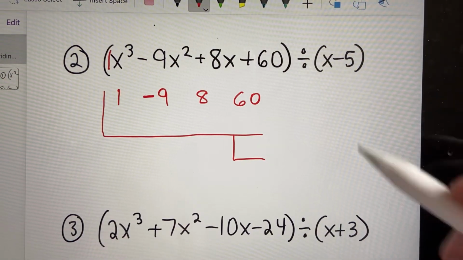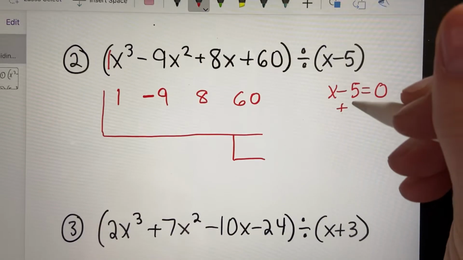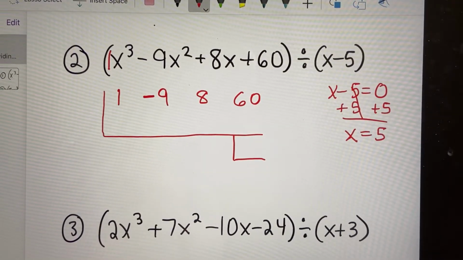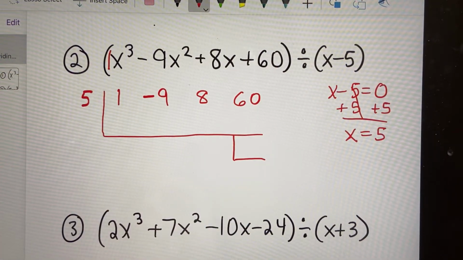Then I need to take what I'm dividing by, x minus 5, and set that equal to 0. Add 5 to both sides so I can solve for x, and that makes it x equals 5. So that means I should put a 5 on the outside here. That's the number you're going to be multiplying by every time.